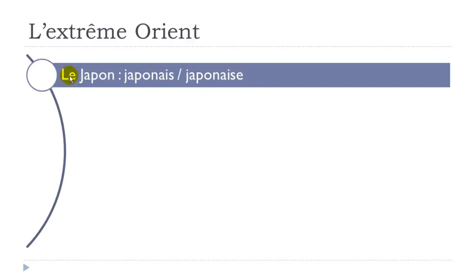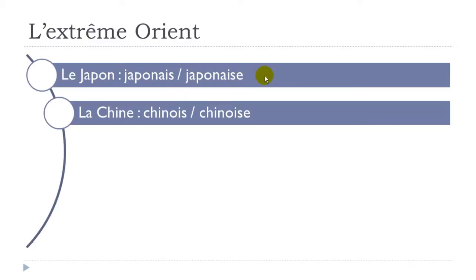Okay, le Japon, japonais, japonaise. So the only difference is there, the ending -aise. Japonais, japonaise. La Chine, chinois. So it's really this wah sound, remember? Chinois. Chinoise. Chinois, chinoise.